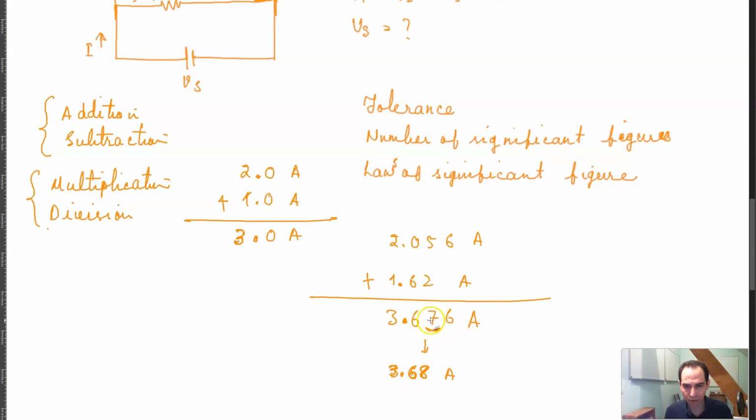Right? Not 3.676. You just don't have that much resolution, because at least one of the numbers didn't have that much resolution in the first place. So in the result, you get the resolution of the number with the least amount of resolution, which becomes 3.68 amps. So this is about addition and subtraction. Very simple.